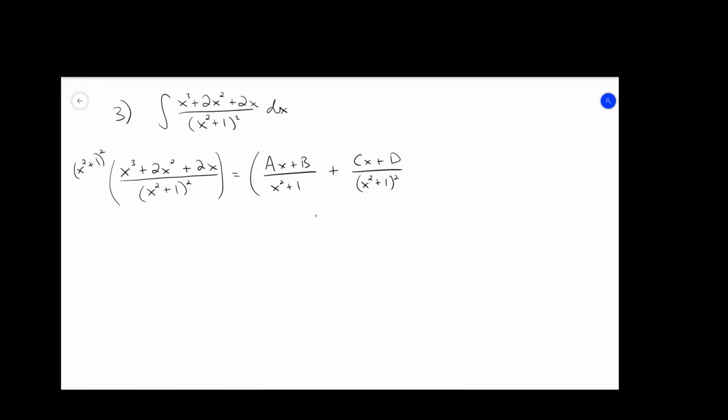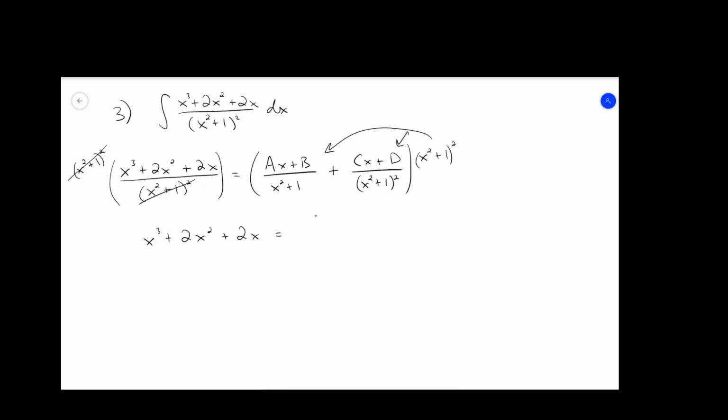Stop me if you have any questions here. I know this is probably not that easy right now, especially if you've never seen partial fraction decompositions before. Okay, so again, multiply both sides by the LCD. That cancels that denominator. And then this gets distributed to both again.